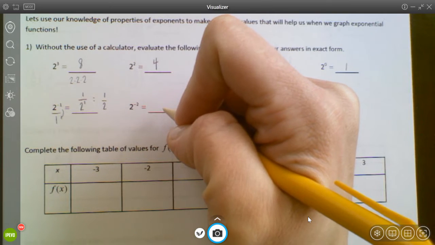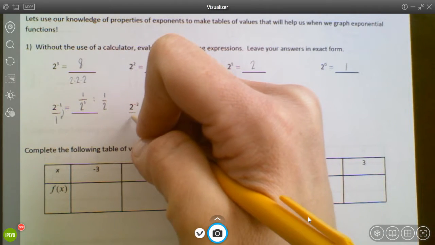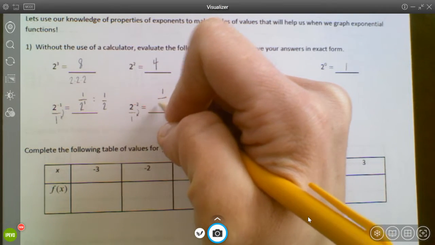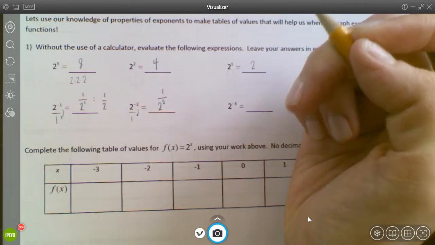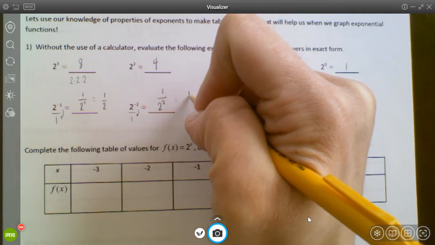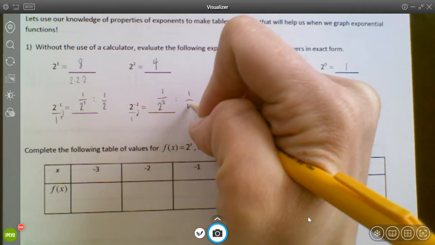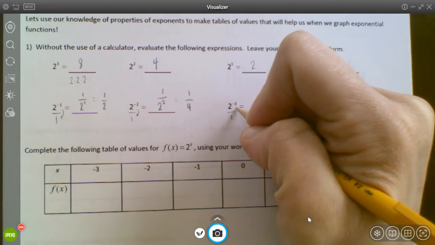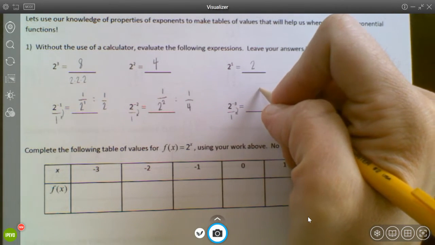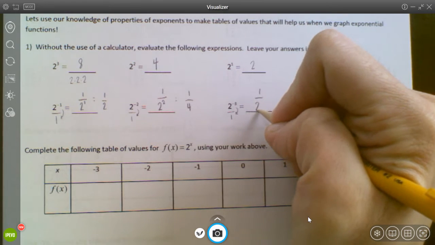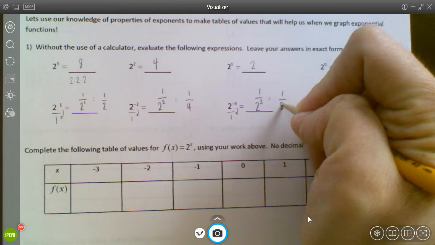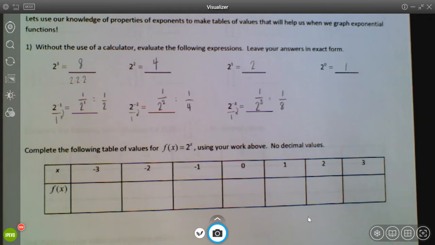I'm going to do that for the next one too. So 2 to the negative 2, technically over 1, pull it down to the bottom. That becomes 1 over 2 to the positive 2 power. And I'm going to simplify that: 1 over 2 squared is 1 over 4. And then 2 to the negative third, same idea here, pull that down to the denominator. That becomes 1 over 2 to the positive 3, which is 1 over 2 to the third, which is 1 over 8.